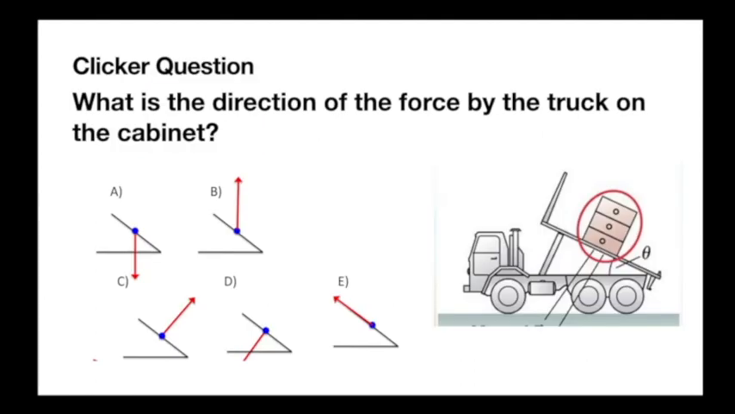Good question. Okay, so this one's kind of tricky, maybe trickier than you think. We've got a cabinet sitting on a truck, and it's not moving, so it's completely stationary. What is the direction of the force by the truck on the cabinet? So there's no motion here, it's stationary. What is the direction of the force by the truck on the cabinet? And my hint, in addition to the fact that it is tricky, is that we know that F net has to equal 0 because it's stationary.